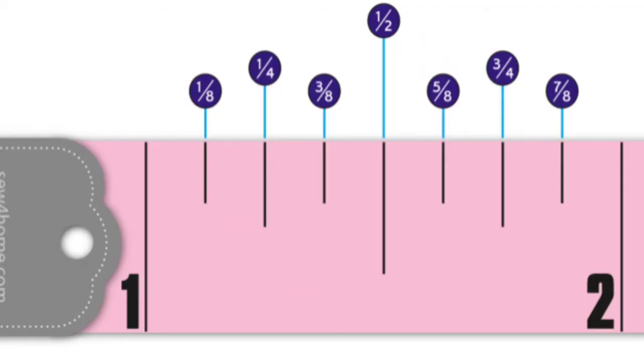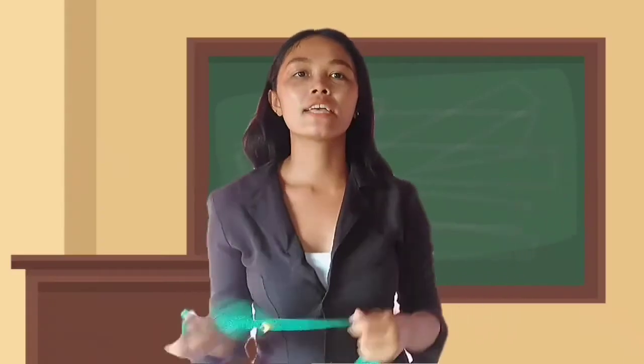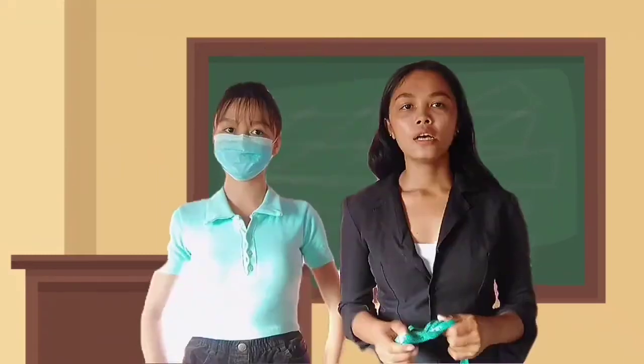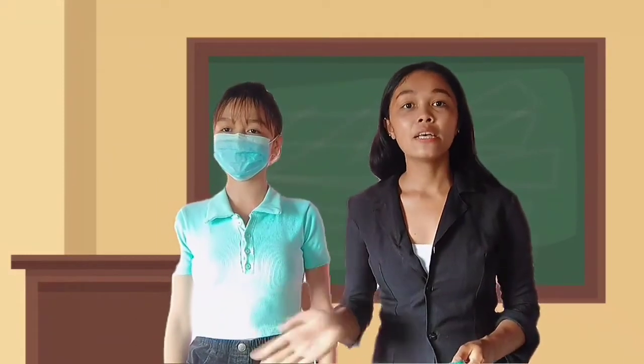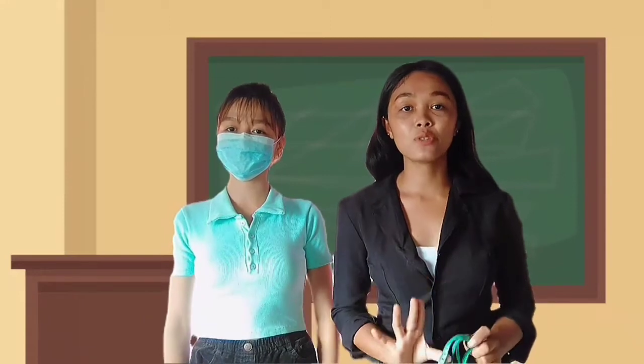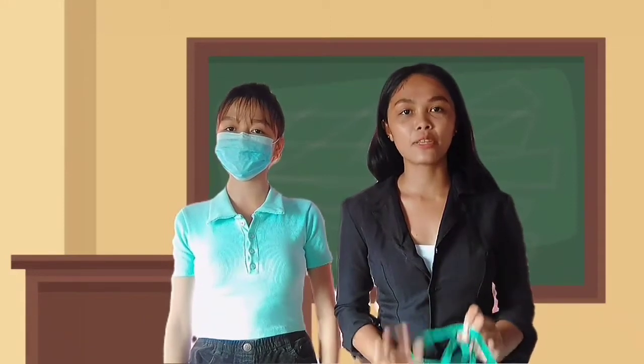Here we have the standard tape measure showing parts of an inch broken down by eighths. Let's identify the parts: 1/8, 1/4, 3/8, 1/2, 5/8, 3/4, and 7/8. Now let's proceed to taking the body measurements. I have here a model, so watch carefully as I demonstrate how to take the body measurements.